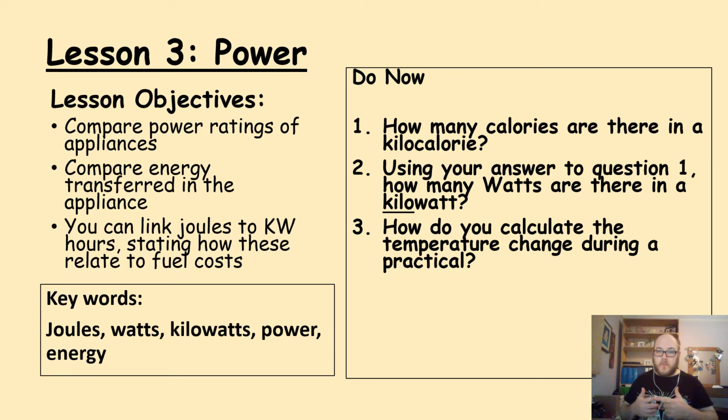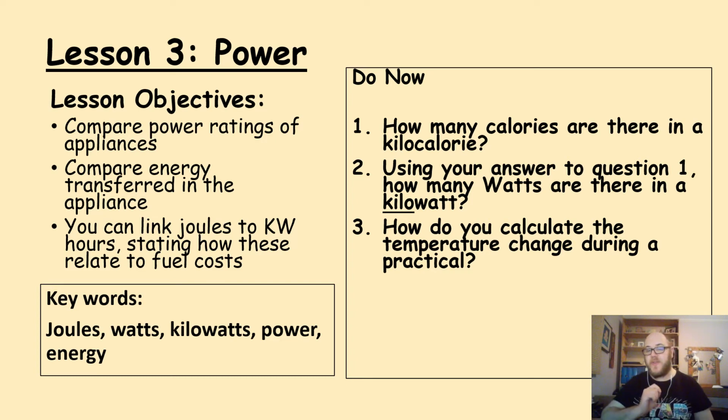But if there's 1,000 calories in 1 kilocalorie, how many watts are there in 1 kilowatt? Yes, you're right. It's 1,000. Kilo means 1,000. Kilometers, 1,000 meters. Kilograms, 1,000 grams. Kilowatts, 1,000 watts. Simple. How do you calculate the temperature change during a practical?